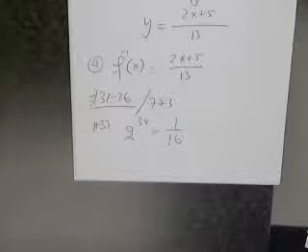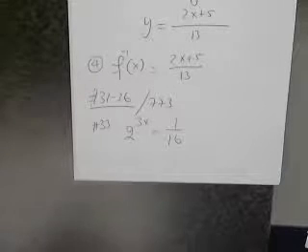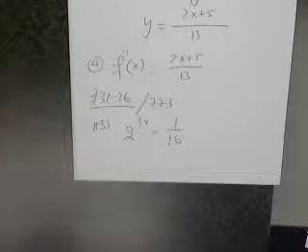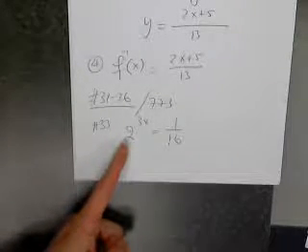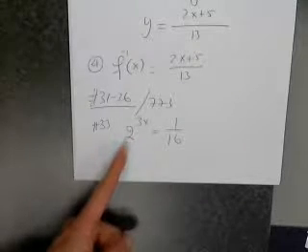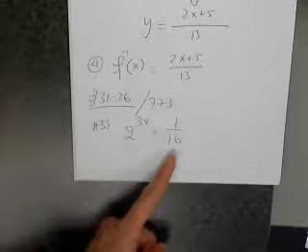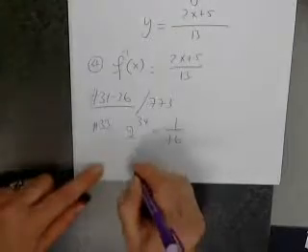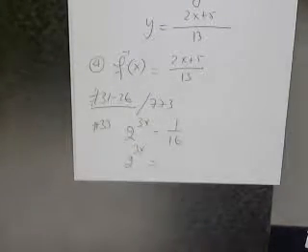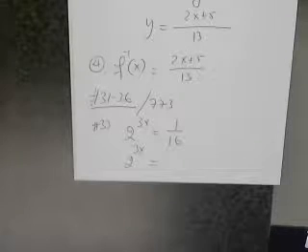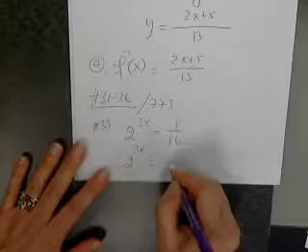What will you do? How will you think about this? Try to present both sides with the same base. So this is already done. It's 2. You cannot do anything else to 2. But 1 over 16 is not done. So the left-hand side is 2 to 3x, and the right-hand side is? Indeed.